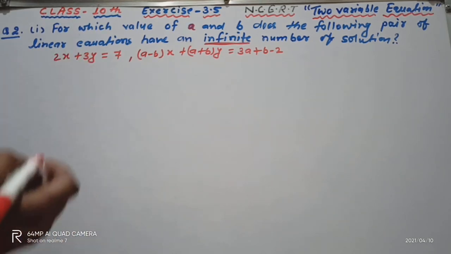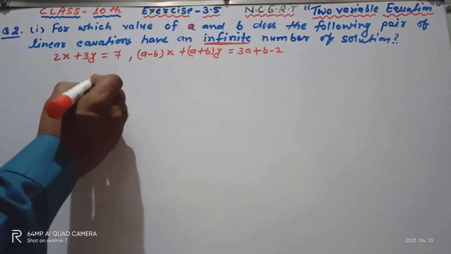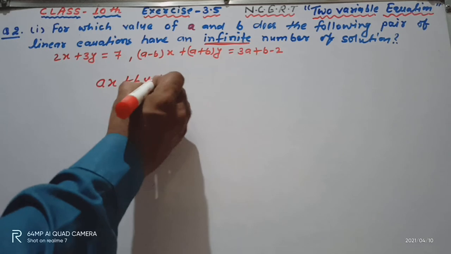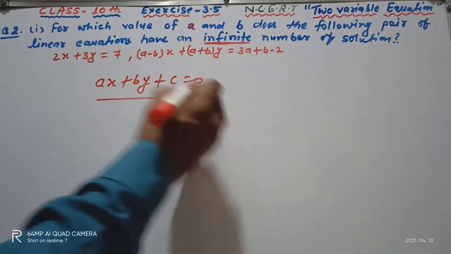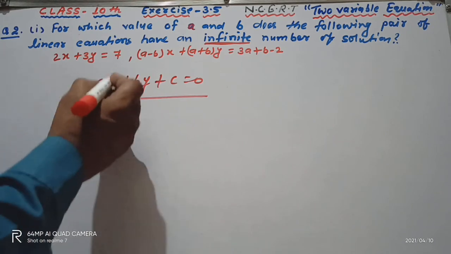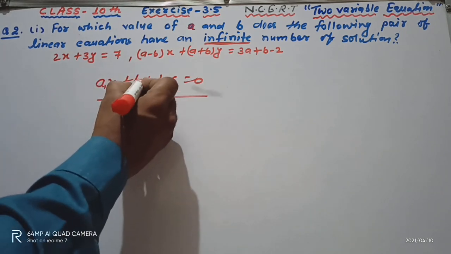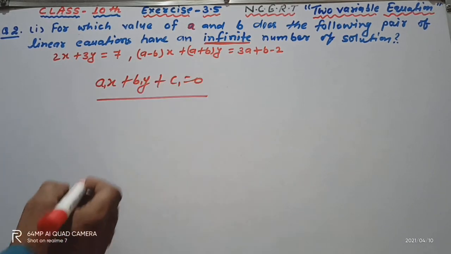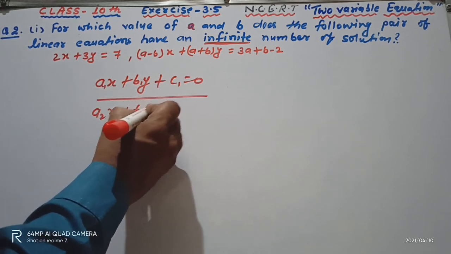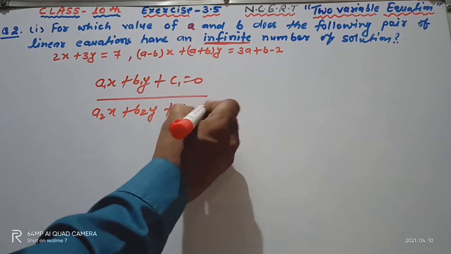a two variable equation is going to be in the form of ax plus by plus c. So when there are two equations, suppose that will be a1x plus b1y plus c1, and another one, a2x plus b2y plus c2 is equal to 0.